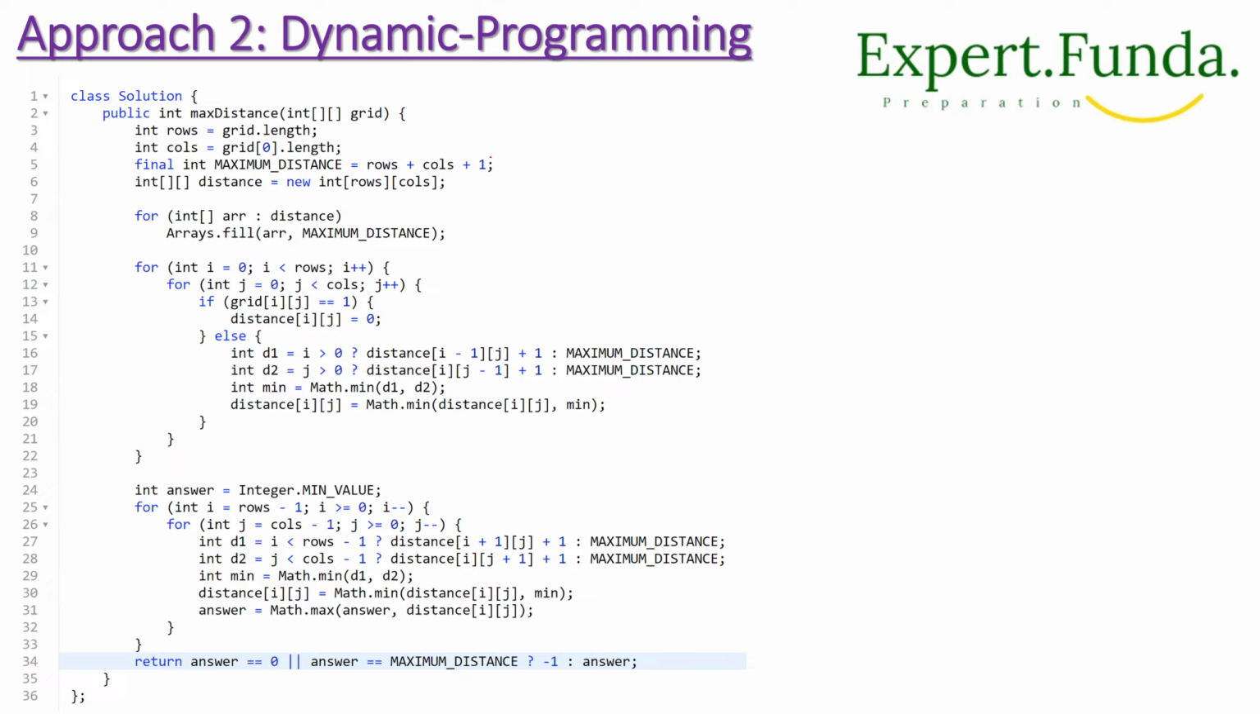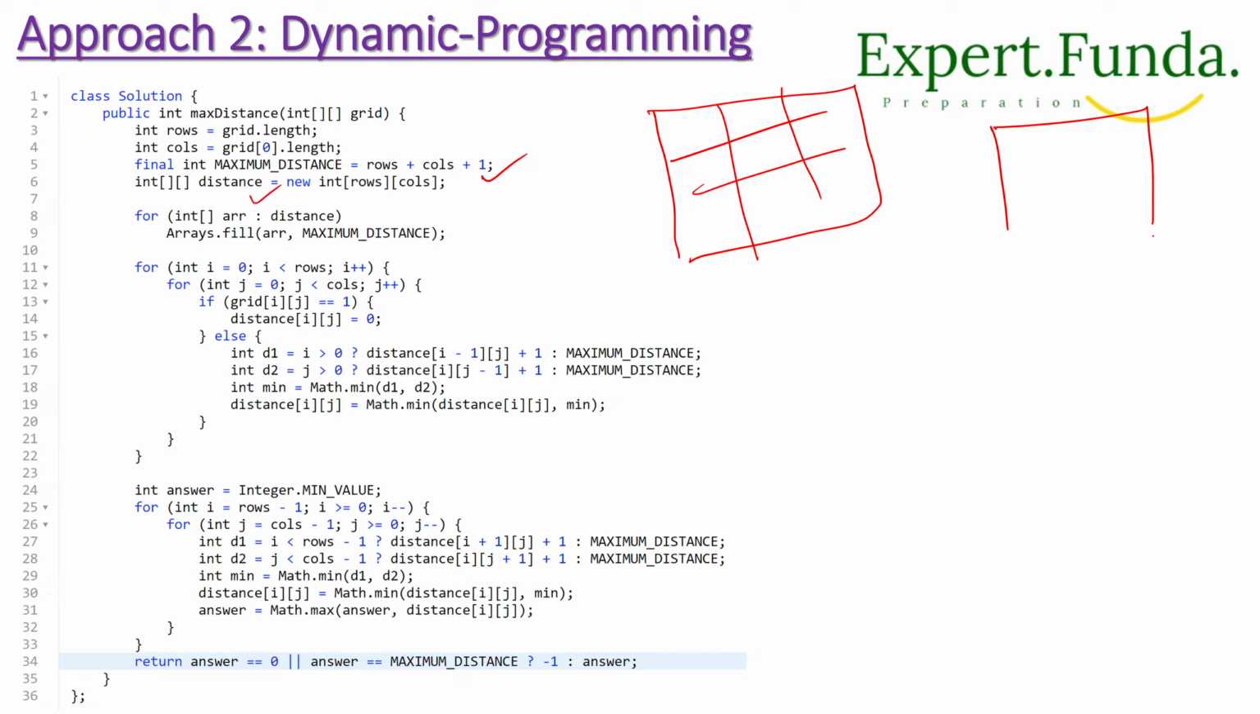So what we have taken here is, first, we will take a maximum distance, that will be our row plus column plus 1, and another will be our distance. The reason we are taking the distance is that we have the grid, right? Let's suppose this is the grid. Another we will take is our distance.